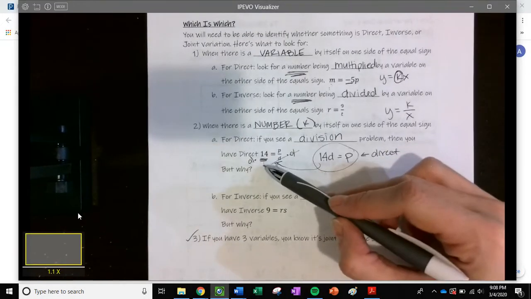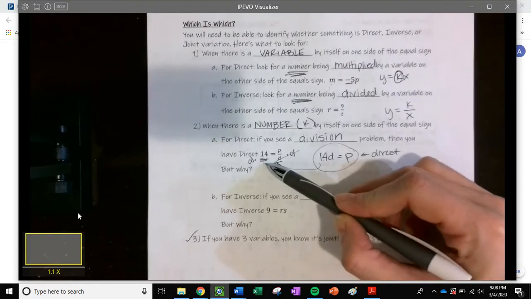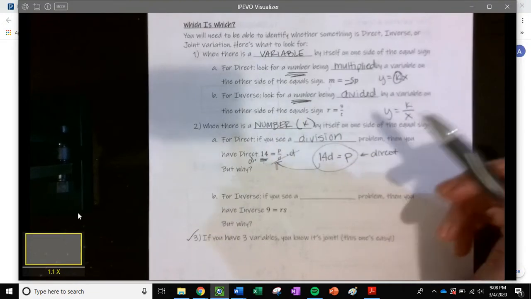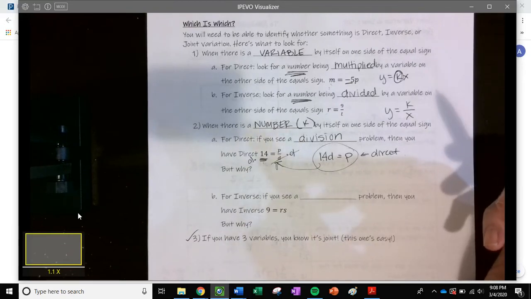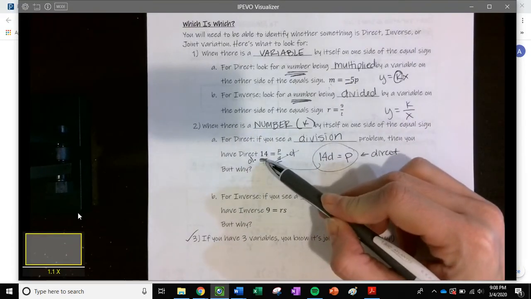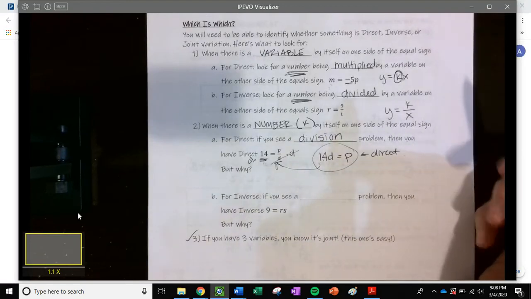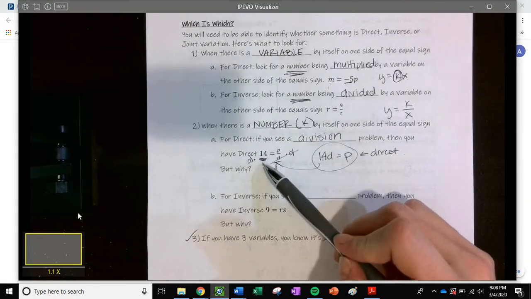You have to pay attention to what is by itself on one side of the equal sign. If it's a variable, go for what you already know. Go for those formulas that you've drilled into your head already. If it's a number, then basically do the opposite of what you've been taught, okay? Direct is divide.